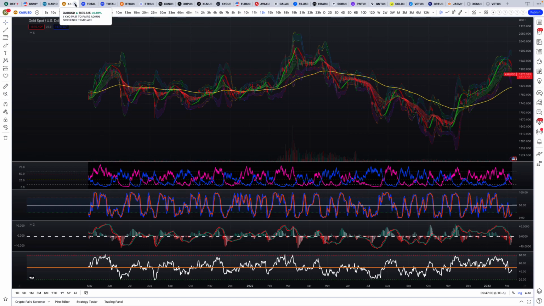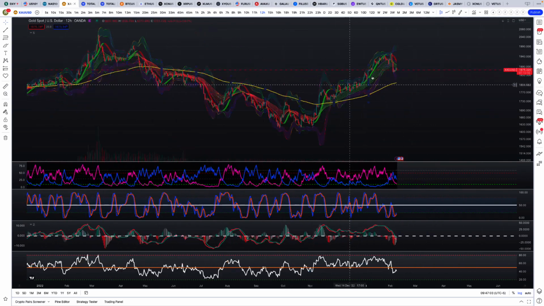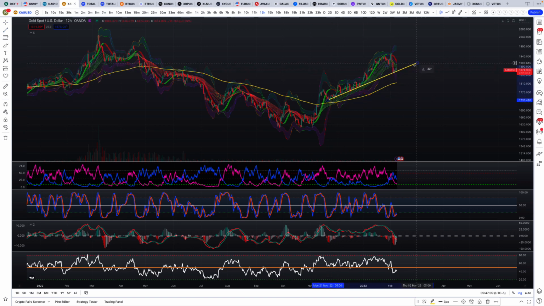Now let's go to check gold real quick. Gold still consolidating at those lows from yesterday. I put this trend line like that. We're riding up against it. So nothing's changed as far as that goes.